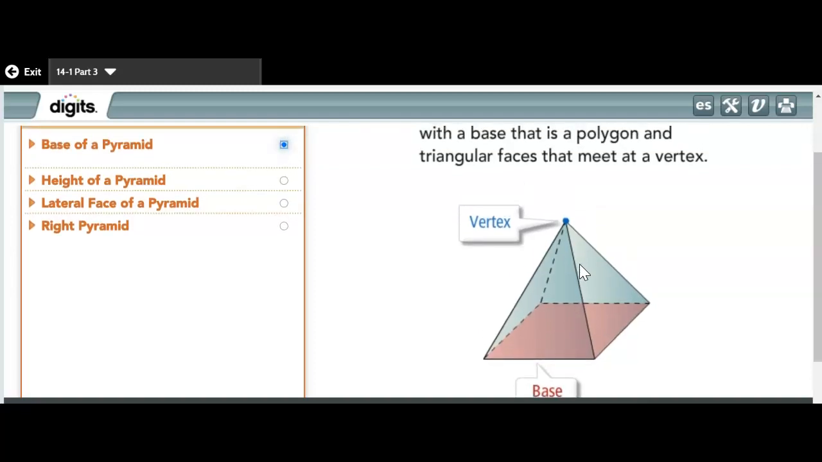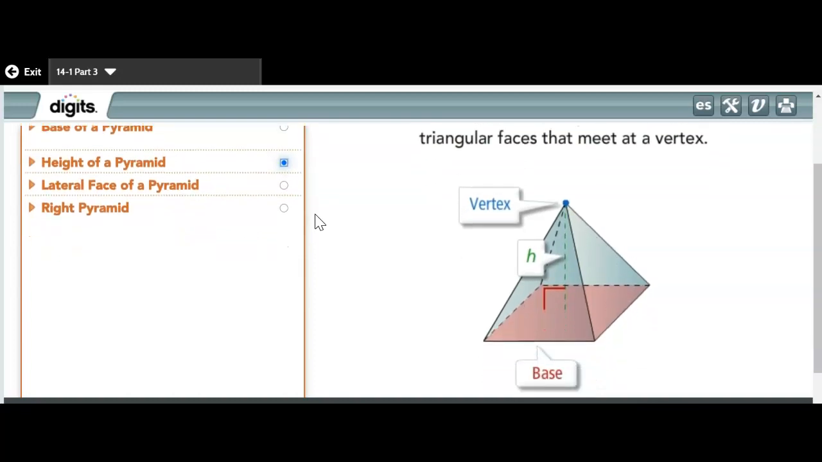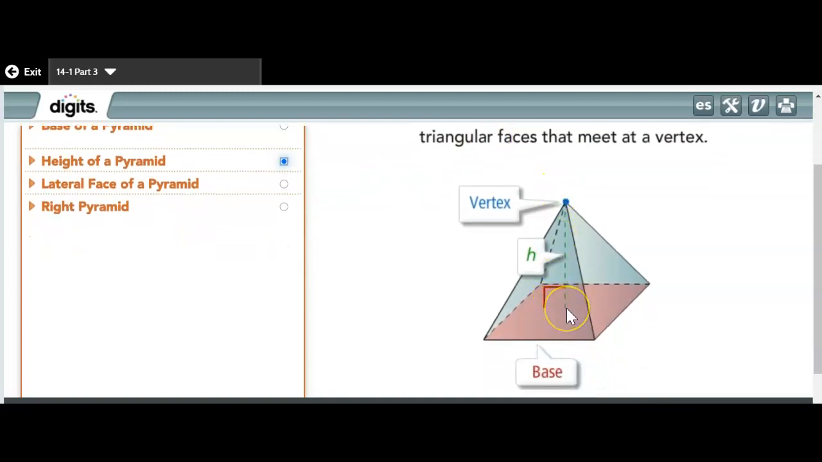Okay, next, under that, it says the height of a pyramid is the length of the segment perpendicular to the base that joins the vertex of the base. So again, here's our base. This line segment connects to the vertex, and it creates the right angle. Moving on.